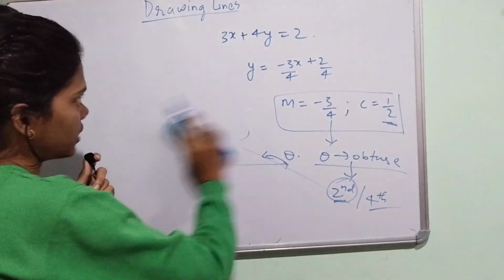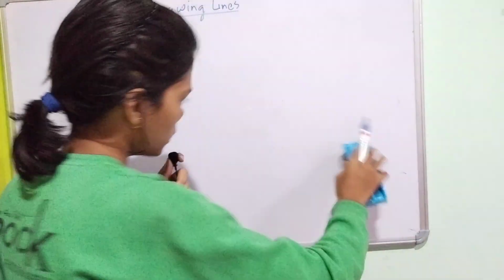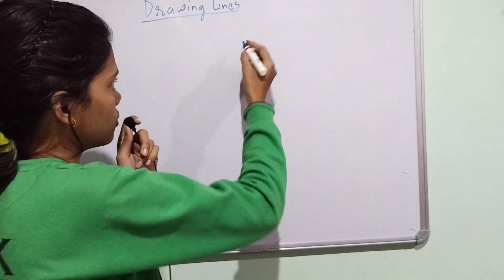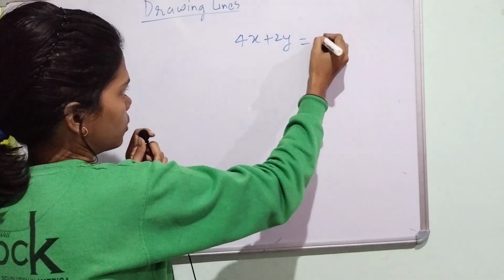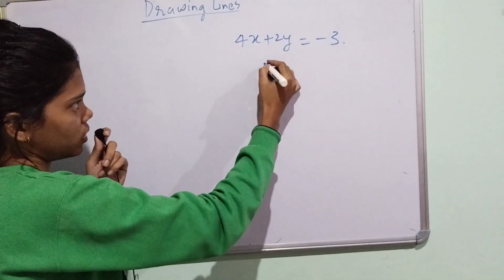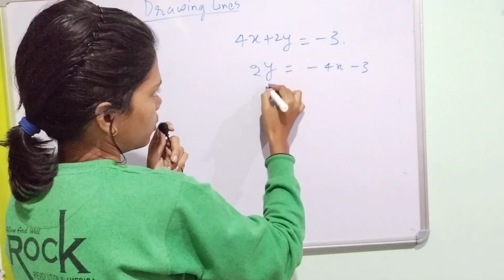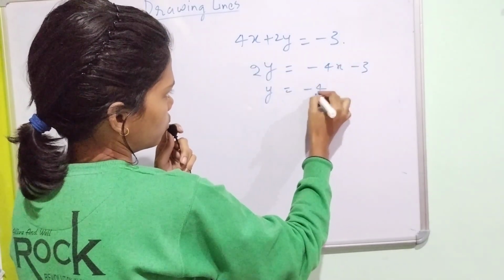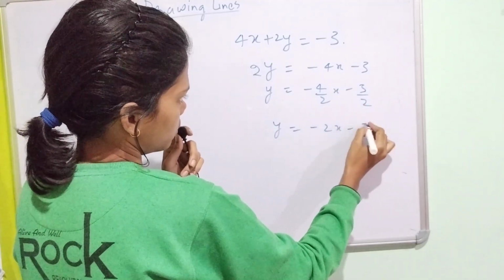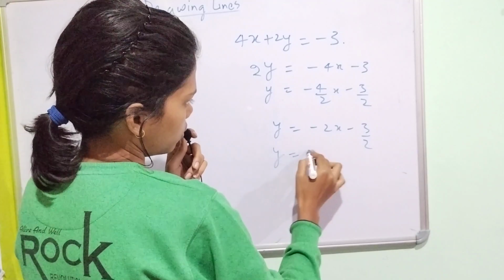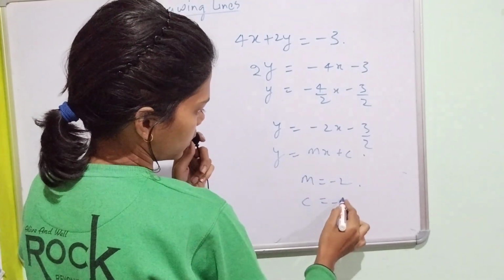Let's take one last example. We are given 4x plus 2y equal to minus 3. Okay, so here again convert into that form. 2y equal to minus 4x minus 3, then y equal to minus 4 by 2 x minus 3 by 2, then y is going to be minus 2x minus 3 by 2. Again you can see y equal to mx plus c. Here you can see m is minus 2 and c is minus 3 by 2.